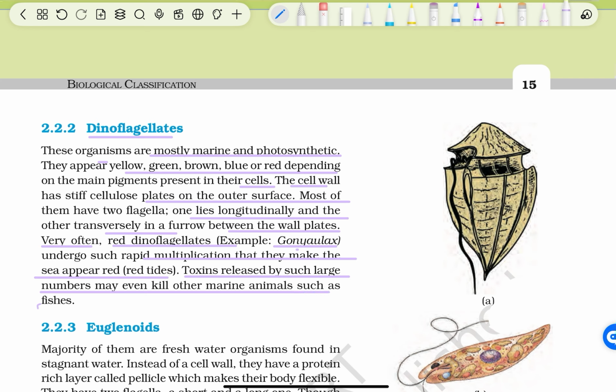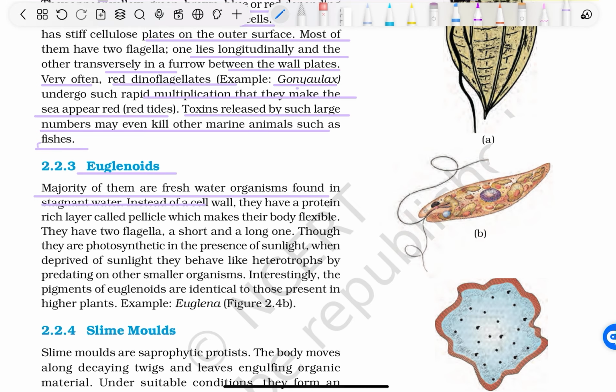Euglenoids. The majority of them are freshwater organisms found in stagnant water. Instead of a cell wall, they have a protein-rich layer called pellicle, which makes their body flexible. They have two flagella, a short and a long one. Though they are photosynthetic in the presence of sunlight, when deprived of sunlight they behave like heterotrophs by predating on other smaller organisms. Interestingly, the pigments of euglenoids are identical to those present in higher plants.